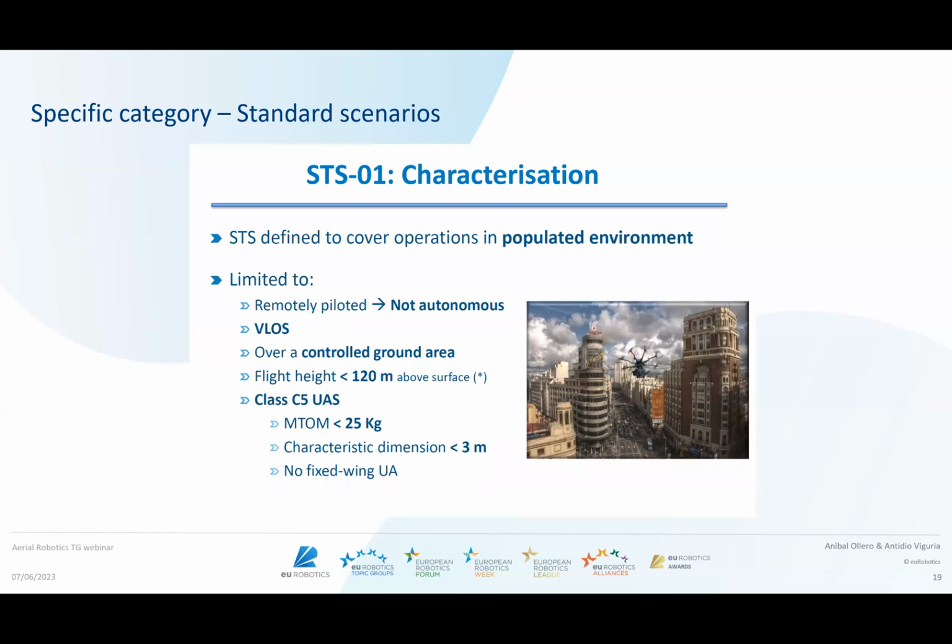The first one is in an urban area, so you have a remote pilot aircraft, VLOS, only visual line of sight, over a controlled ground area. Not anybody, only people involved in the operation, are below, and you need a C5 UAV, okay, which has these characteristics. You need a CE mark drone.